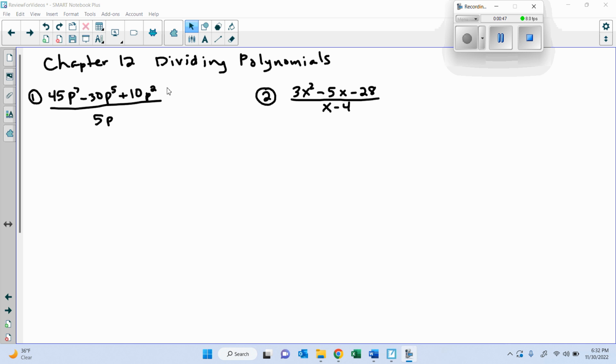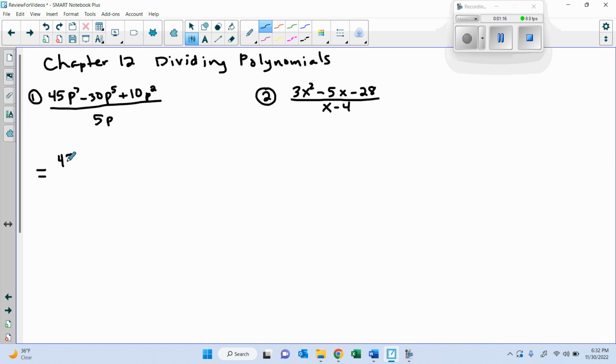The top one's a trinomial. It has 3 terms in it. The bottom one is a monomial, which is 1 term. And remember, I usually just say a single because it's shorter than saying monomial. And when you have that situation where the bottom is just a monomial, then it's very, very simple. You simply take each thing in the top, and you're going to divide it by that monomial on the bottom.